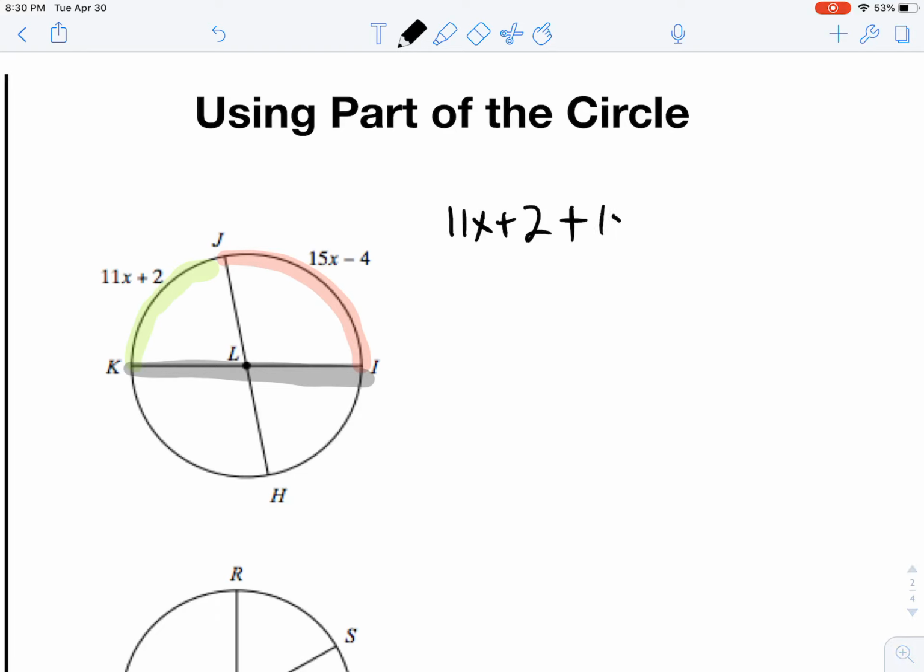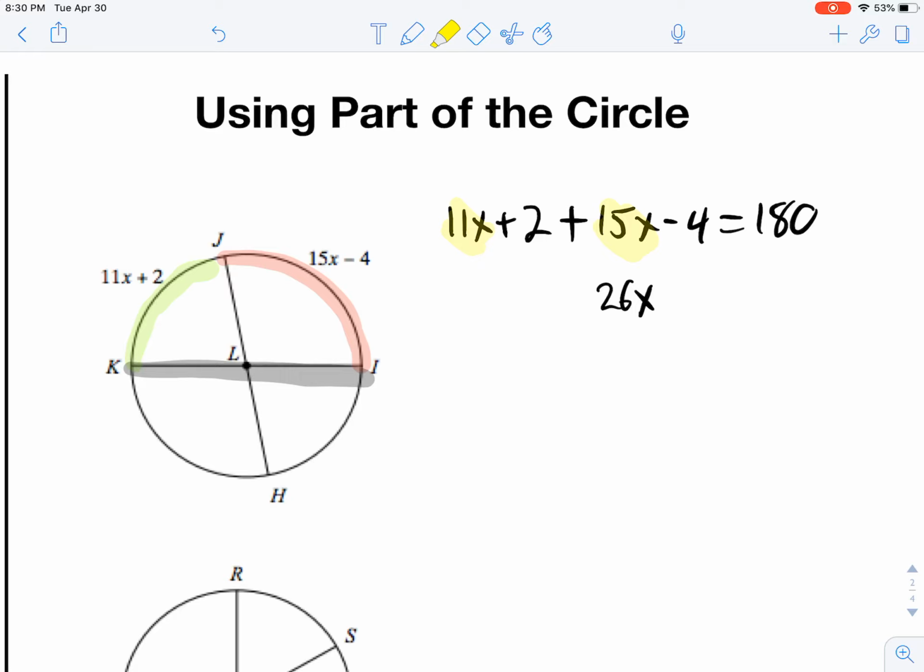Okay, so I'm going to put them together. So 11x plus 2 plus 15x minus 4 equals 180 degrees. Okay, so I can put things together. I can combine like terms. I can actually combine something with that 11x. Do I have any other x's here? Yeah, I got that 15x right there. Boom. So I can put them together and I get a total of 26x.